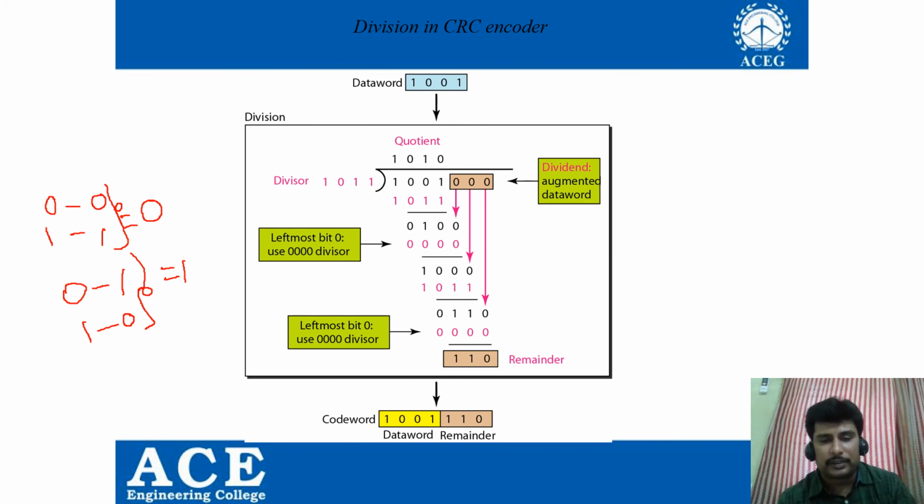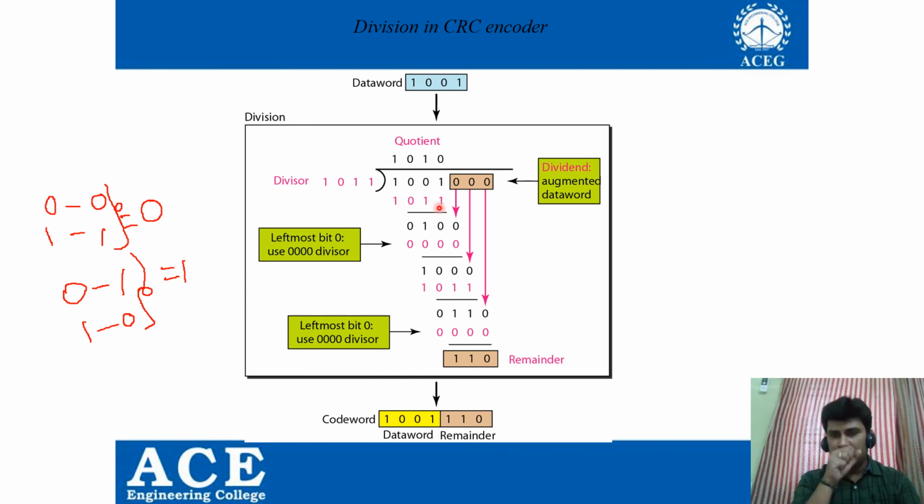Let us start with this example. The divisor is 1011 and the data word is 1001. Initially we assume the three redundant bits R2, R1, R0 as 0, 0, 0. Now start implementing modulo 2 division: 1001000 divided by the divisor 1011. First the coefficient is 1, so it generates 1011.